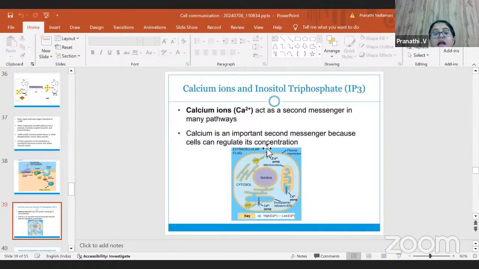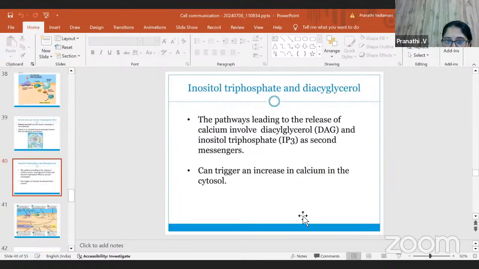Now we have calcium ions and inositol triphosphate. They also act as secondary messengers, because calcium is important and the cell concentration can be regulated. Calcium is used in many parts. For example, it impacts your heart muscle contraction and your skeletal muscle contraction. Calcium ions also play an important role in nerve impulses and many other places. You have different kinds of calcium pumps present on the mitochondria and on the endoplasmic reticulum, and all of it is triggered by both high and low concentrations of calcium.